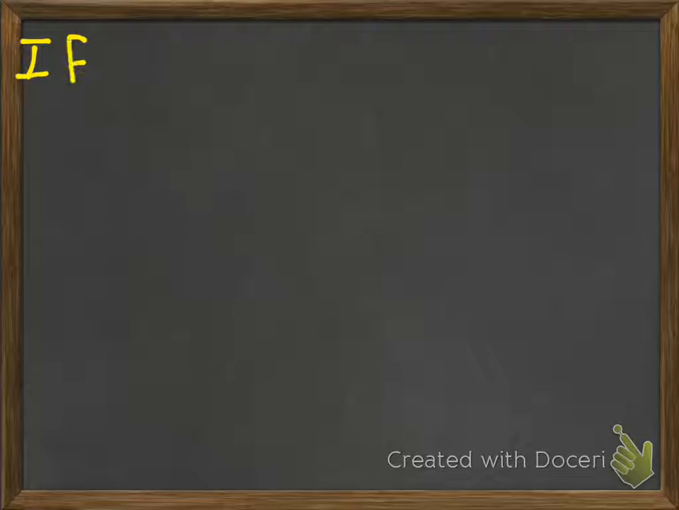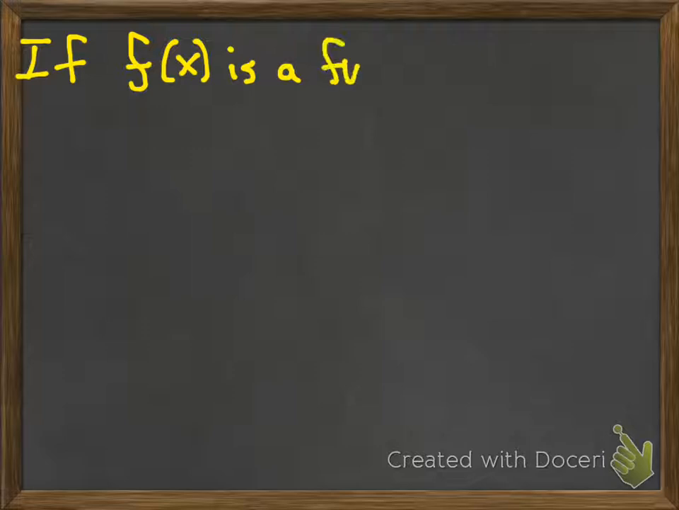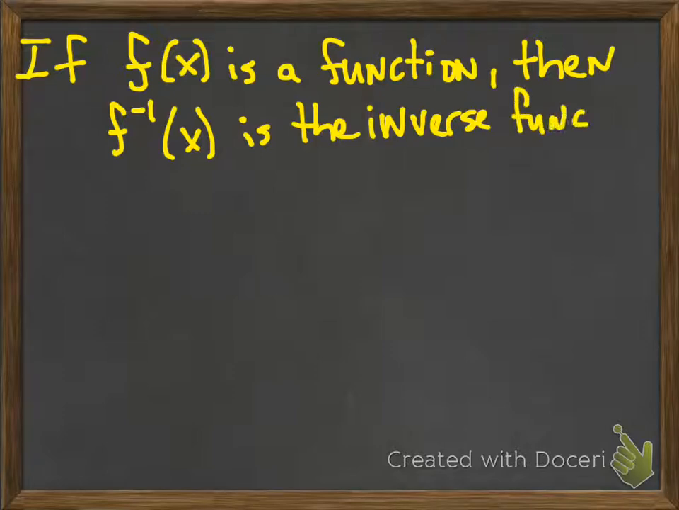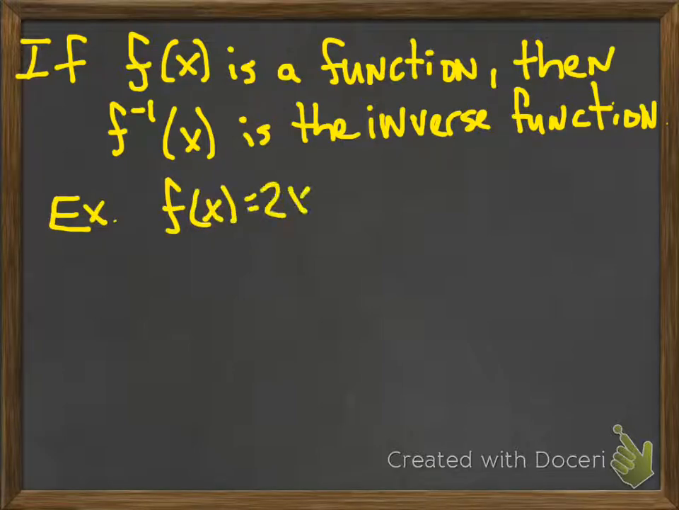Okay, so now let's look at the inverse relation or functions. If f of x is considered a function, so we say f of x is equal to something, then f to the negative 1 of x, which is the way we would say that is f inverse of x, is the inverse. So it basically is saying the inverse of x. And what we do here, again, is think of it like this. If I have f of x is equal to 2x, then I should know that the inverse is equal to x divided by 2.